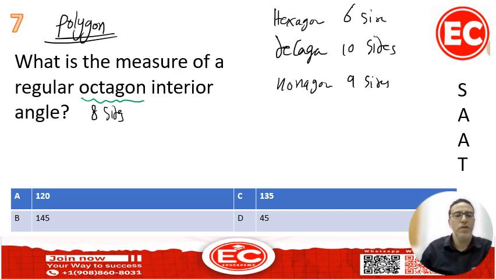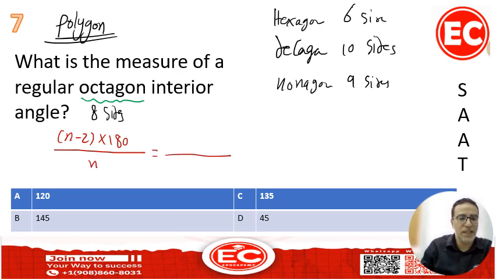What is the rule to find the measure of each interior angle? You can follow a simple rule: the number of sides minus 2, multiplied by 180, divided by the number of sides. So the number of sides is 8. 8 minus 2 is 6, times 180, divided by the number of sides. How can I simplify this?